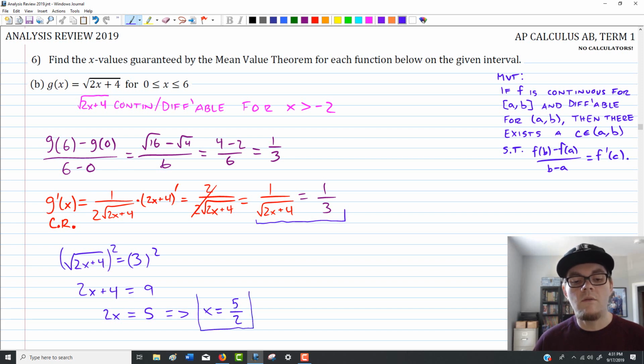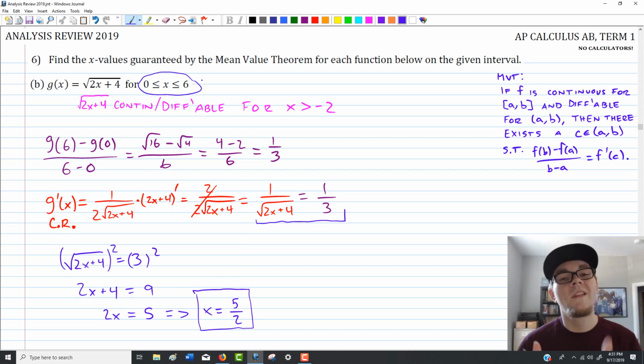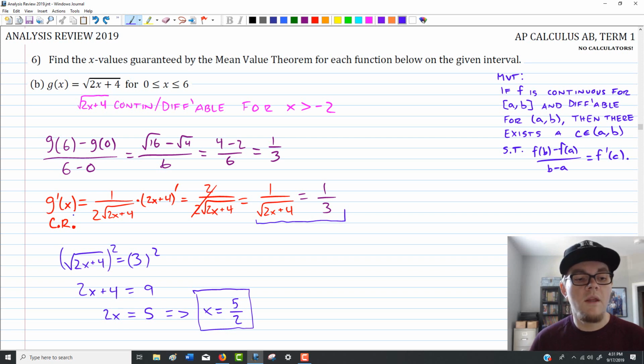theoretically, x equals 5/2. Now, of course, pause for a second and ask yourself, does 2.5 fall in the interval we are given? Yes, indeed it does. 2.5 is definitely between 0 and 6. So we found our value. Another nice mean value theorem problem. The only big thing was that we did have to use the chain rule that time. So you can see the sort of wrinkles that get thrown in there, most of the time just with the differentiation you have to do.